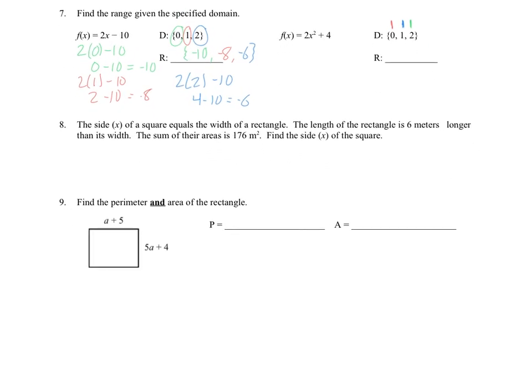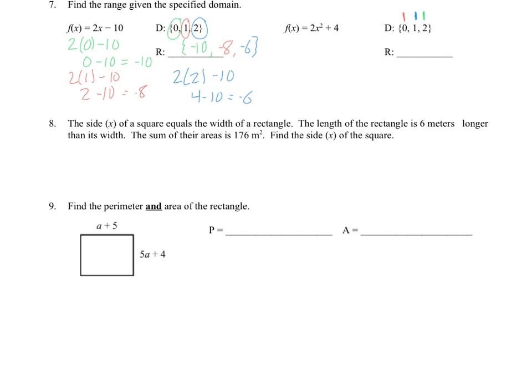Okay, down to number 8. So let's read this really quick. The side x of a square equals the width of a rectangle. The length of the rectangle is 6 meters longer than its width. The sum of their areas is 176 meters squared. Find the side x of the square. You read this and you think, oh my goodness, this looks way too complicated. I'm going to skip it because there's no way I can know it. Okay, don't do that. All right, this is pretty straightforward.